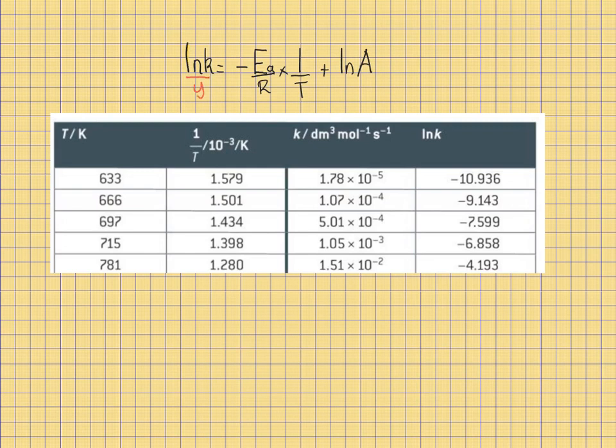So the data that's going to be on the y-axis is this column here. The data that's going to be on the x-axis is this here. This is the x-axis, 1 over temperature. So this forms our x, or our horizontal axis, and y, the dependent variable, the natural log of the rate constant, is dependent on the temperature, so that goes on the y-axis, on the vertical axis.